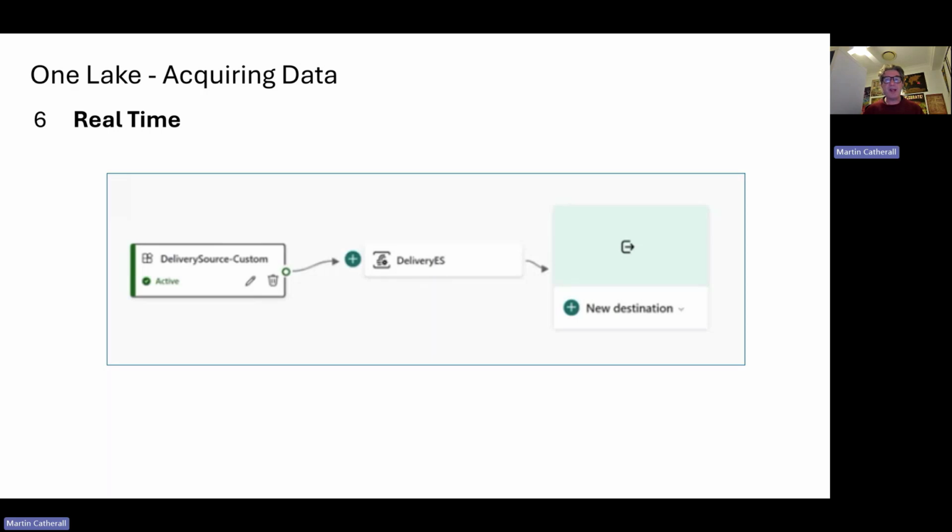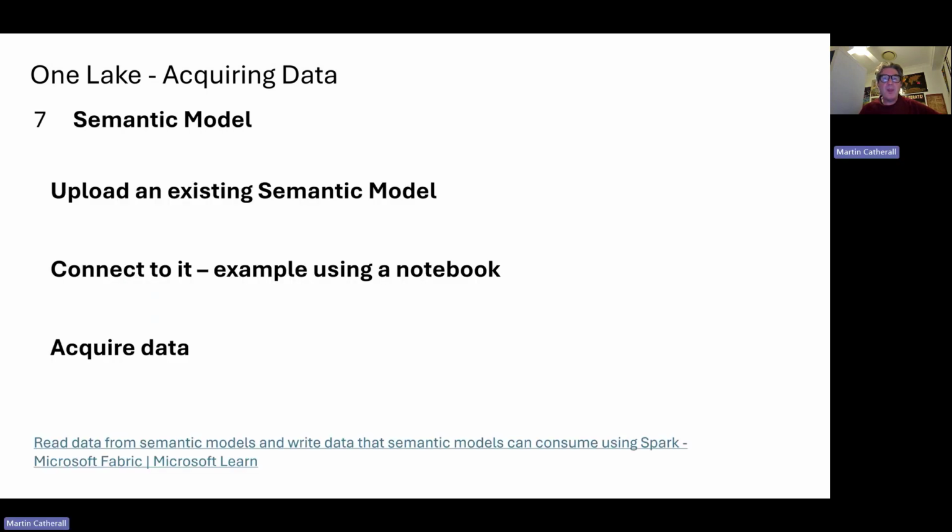So that's real-time, one way of acquiring real-time data, which is a bit different than acquiring batch data, which all of the other scenarios that we talked about here are really dealing with. So number 7 is kind of stuck in as a bit of an outlier.